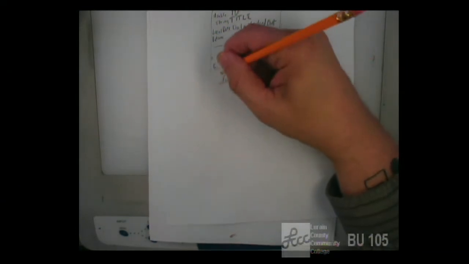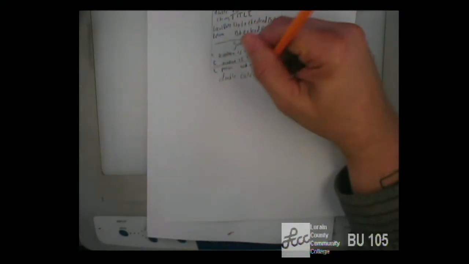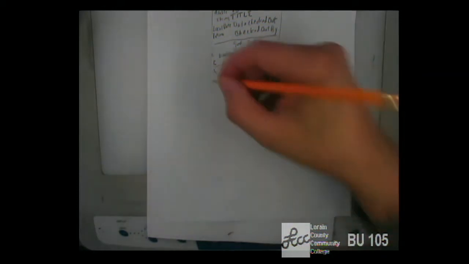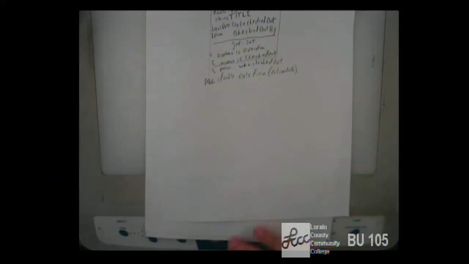Who checked out? Yeah, that's concrete. Calculate fine. That's one that cannot be concrete because there's no default way to calculate the fine. There's a way to calculate the fine for each specific kind of thing. All right? So there's a way to calculate the fine for DVDs, for new DVDs, for books, and for new books. So there's no default way to do that. So this is going to be abstract. All right.